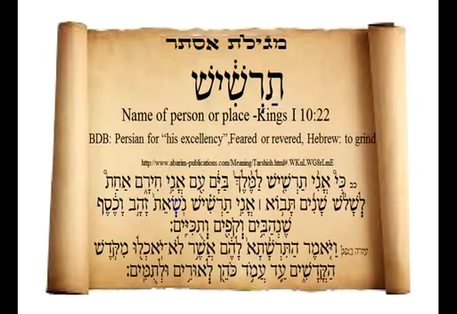The fourth person in the list is Tarshish, and Tarshish was the name of a place. We see this in Kings 1, chapter 10, verse 22, and it usually is the name of a person who comes from a specific place. However, in Persian, it also means His Excellency, feared or revered, and the word might mean in Hebrew to grind something. We also know of a place which one went to by the sea.